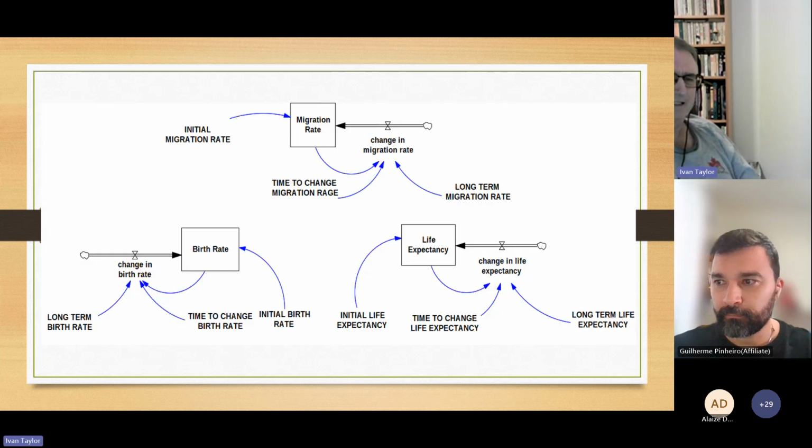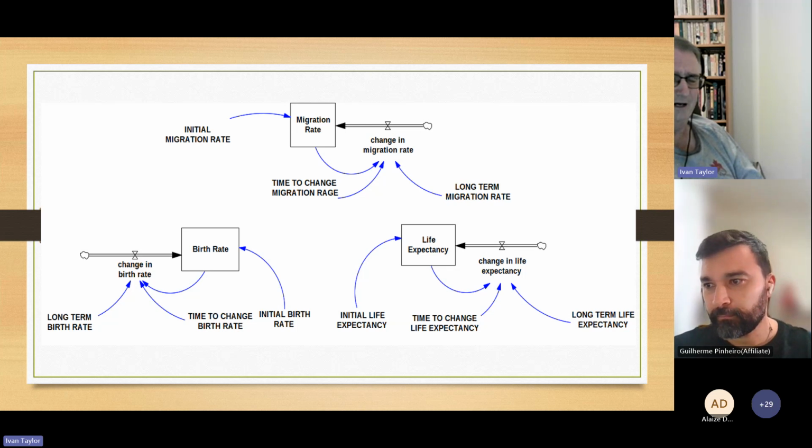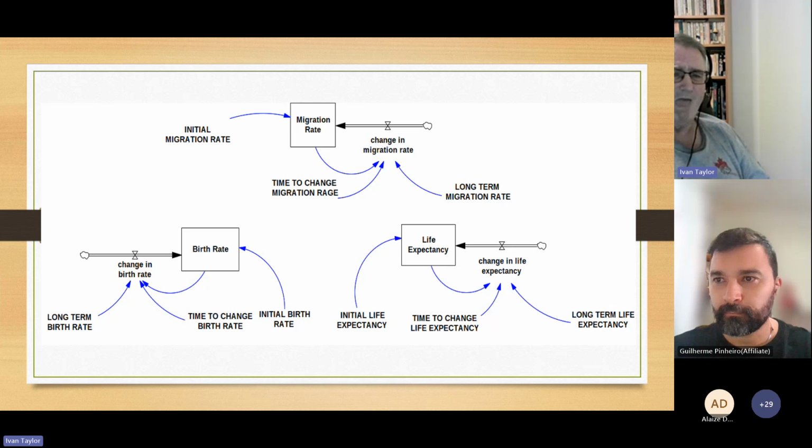Well, as I said, this model has a little bit of novelty in that the migration rates, the birth rates, and the life expectancy are not considered constants. They're considered time varying, and I use a pretty simple model here of goal seeking. So basically I have an initial birth rate and a long-term birth rate and a time to change the birth rate, and there's a birth rate as a stock and a flow into or out of the birth rate of the change in birth rate. So this is the rates in the model.